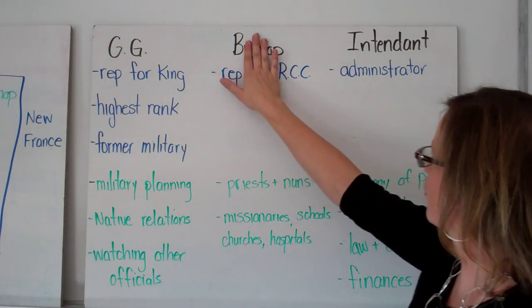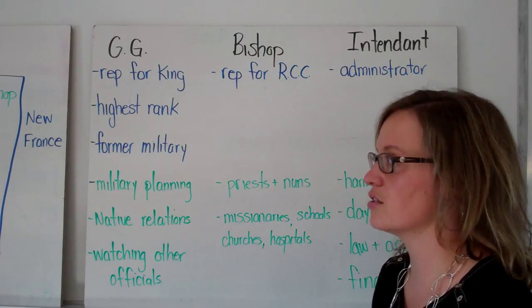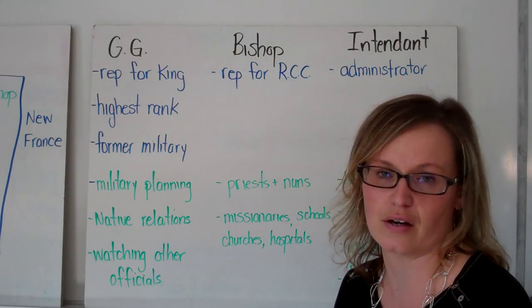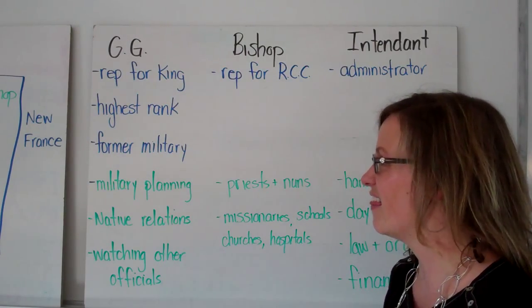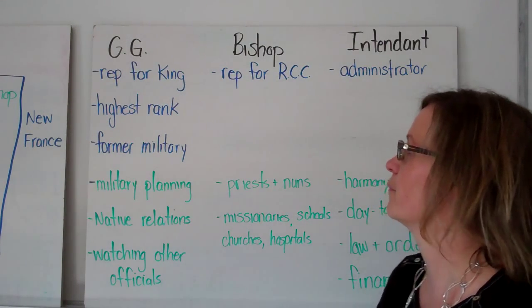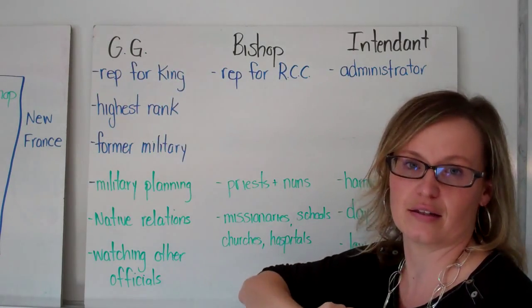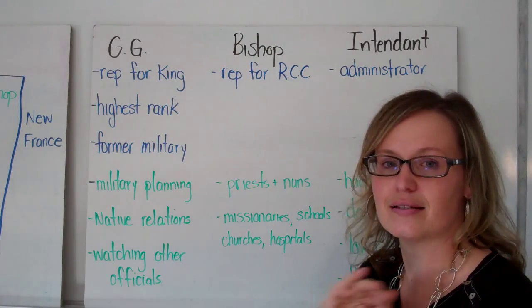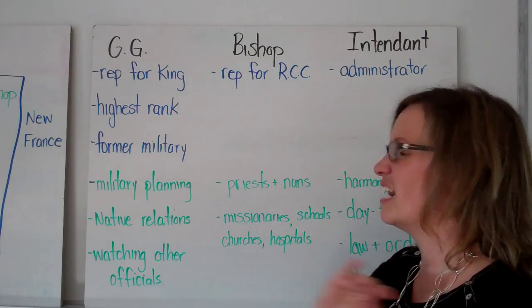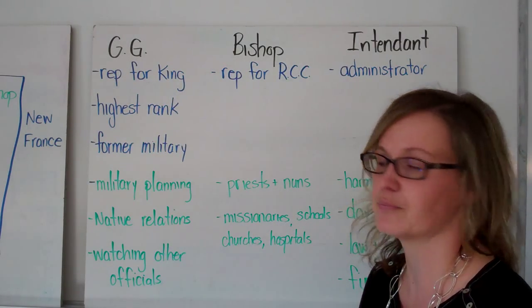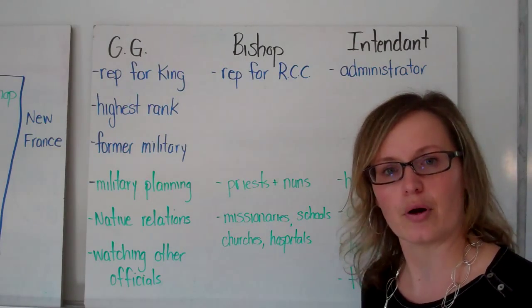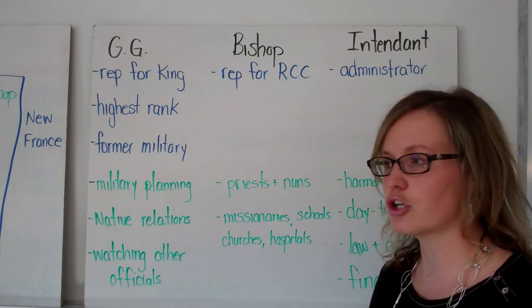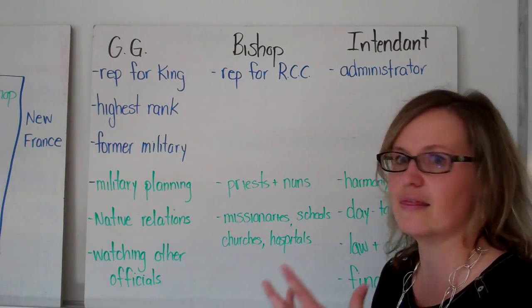Alright, so the governor general, the bishop, and the intendant. These are the three main roles in this Sovereign Council that make decisions for the people in New France, and they are appointed by the king. The governor general represented the king. He was the highest rank in the Sovereign Council, and he was former military from France. The bishop was a representative from the Roman Catholic Church. Remember, that role is very important. The church had a lot of influence in this new colony.